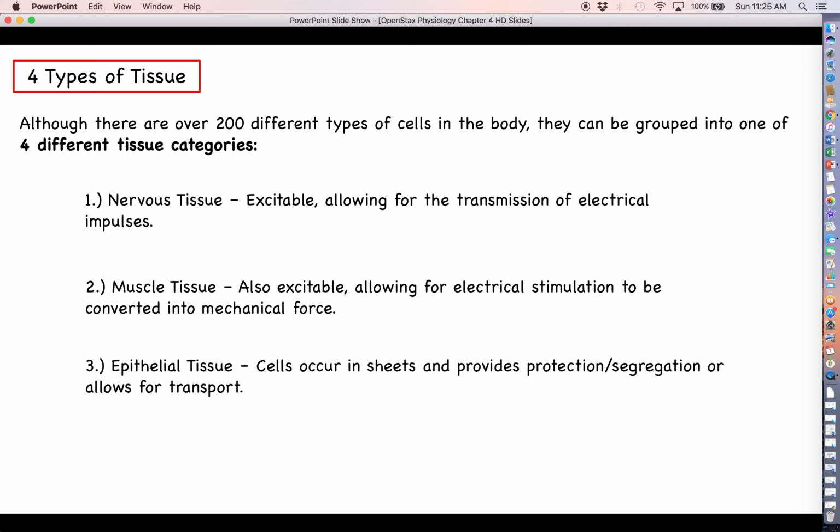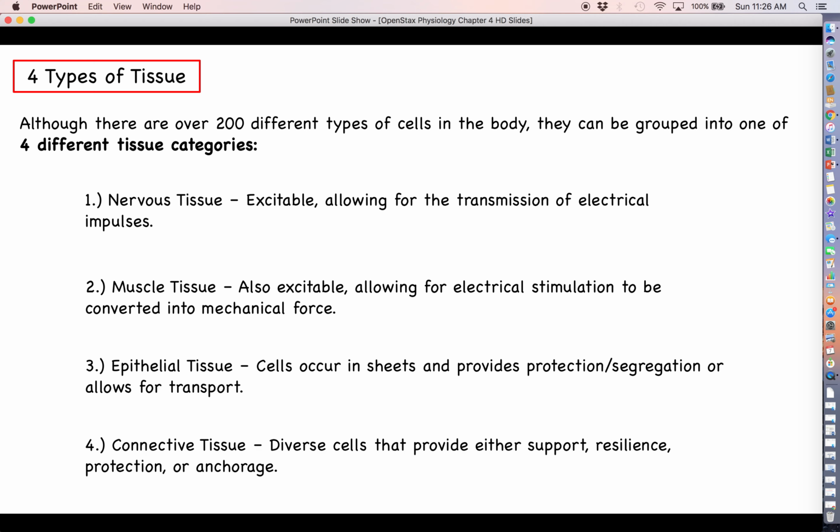Epithelial tissue is not excitable. Basically, it exists to organize cells into sheets of protective layers to allow us to either protect or segregate different structures into compartments, as we have discussed before. And certain types of epithelial tissue will also allow for transport processes to occur. If you will recall, in chapter 3, we talked about the intestinal absorption of glucose. Well, those transport processes were occurring across a single layer of epithelial tissue.